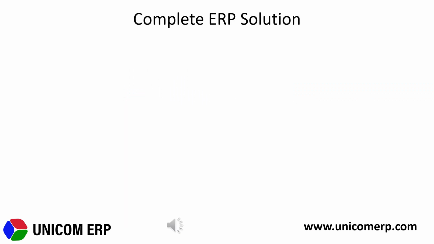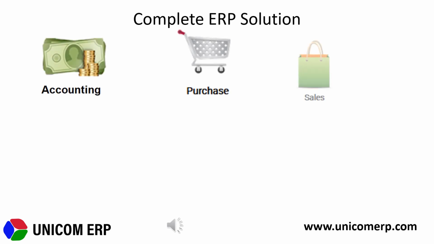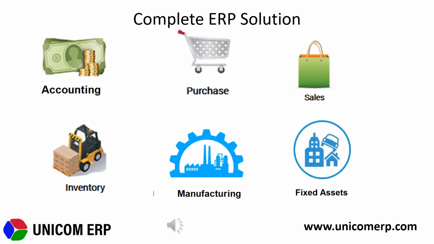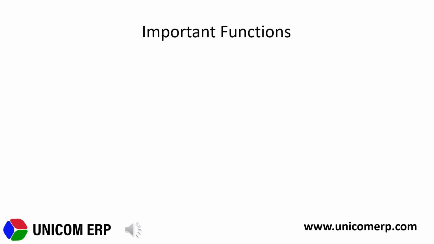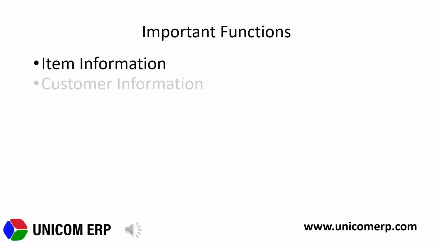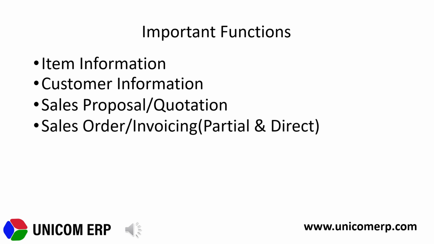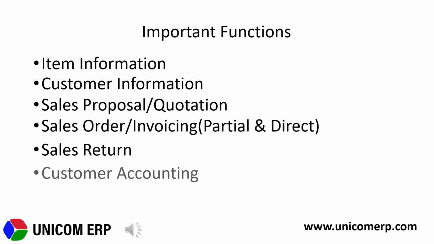Unicom ERP is a complete ERP solution, including accounting, purchase, sales, inventory management, manufacturing, fixed asset management and all other necessary functions required for a business organization. Important functions associated with sales and customer management are item information, customer information, sales proposal/quotation, sales order/invoicing, partial and direct, sales return, customer accounting and various reports associated with the above functions.